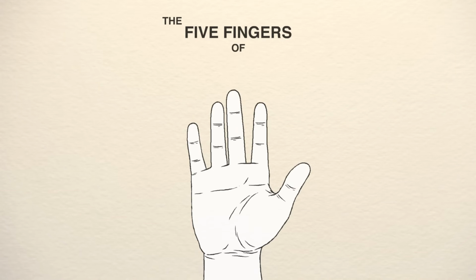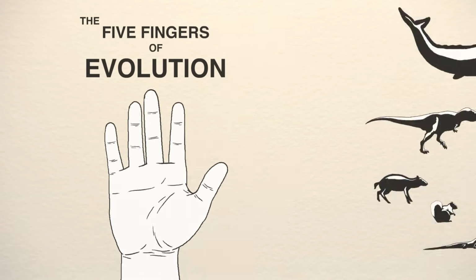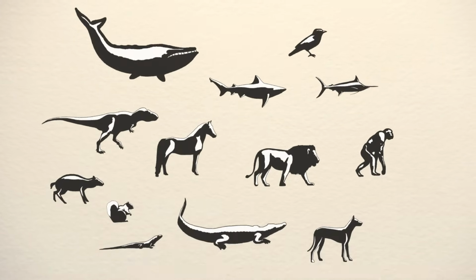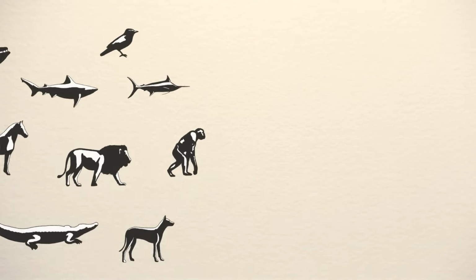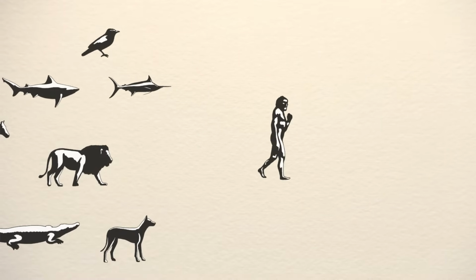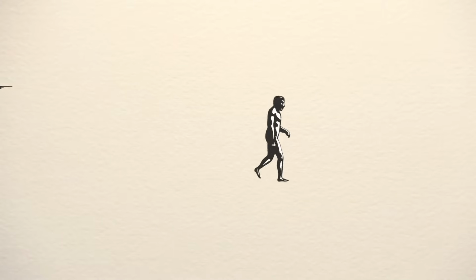The five fingers of evolution. A thorough understanding of biology requires a thorough understanding of the process of evolution. Most people are familiar with the process of natural selection. However, this is just one of five processes that can result in evolution.